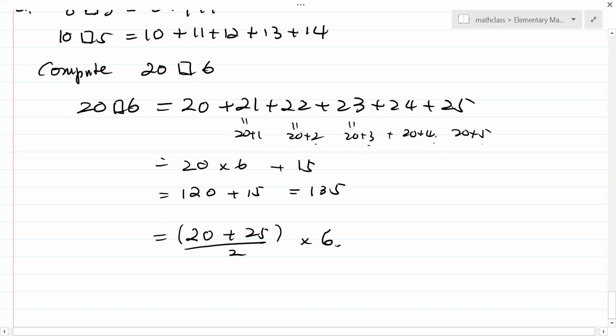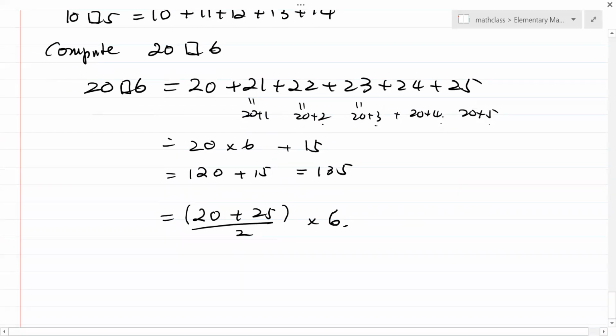Okay? Yeah, remember that, right? The first number, the last number, add them and divide by 2 to get the average value, then multiply by 6. Okay, you will also get 135. So that's 6 divided by 2 is 3. So 45 times 3.